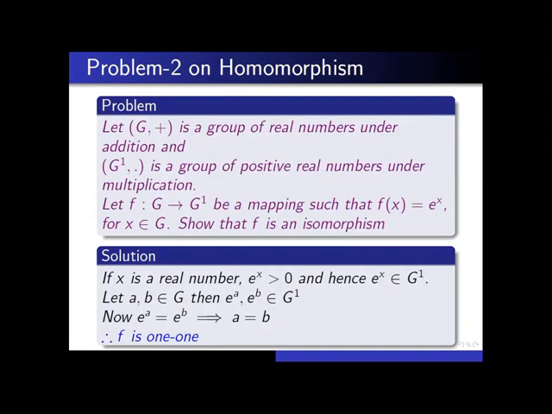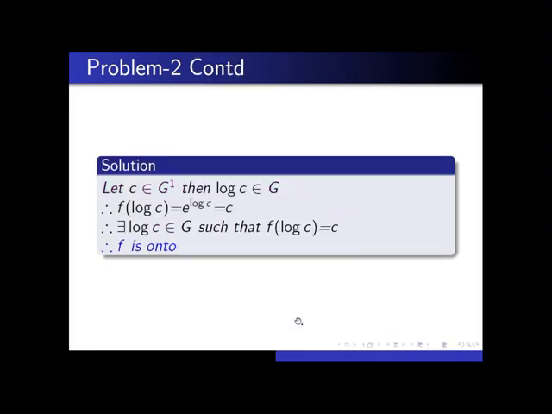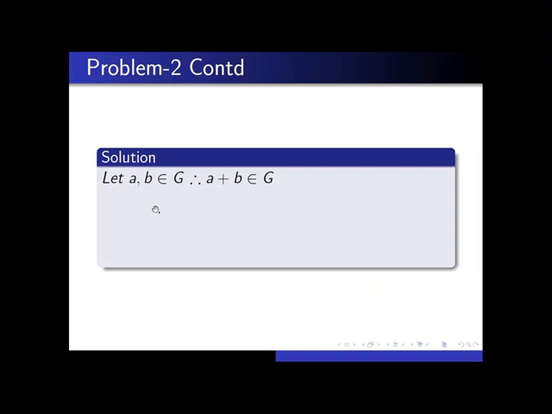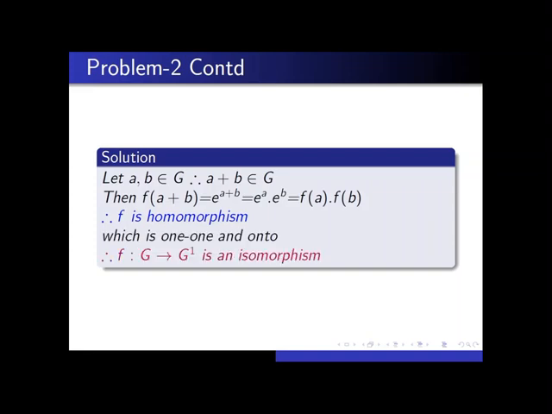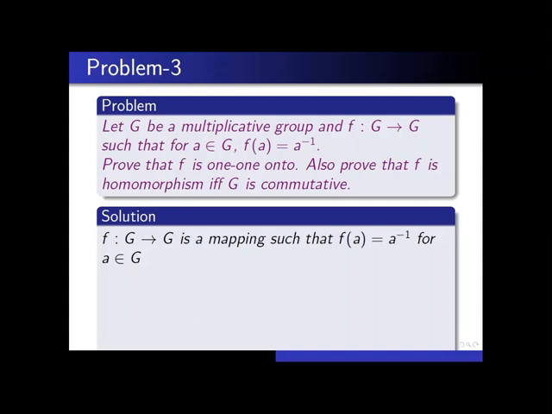So very simple. Two groups are well defined here and they have given the mapping like this. Our aim is to prove f is an isomorphism. For 1-1, take e power a is equal to e power b, f of a is equal to f of b, then a is equal to b. For onto, we will prove like this. And for homomorphism, we have to take f of a circle b, circle meaning plus here, f of a plus b, write by definition, then e power a into e power b, f of a into f of b. So f is a homomorphism. So f is a 1-1 onto homomorphism, hence it is an isomorphism.